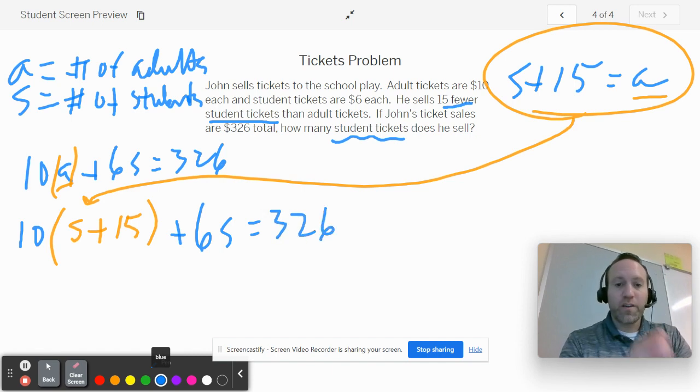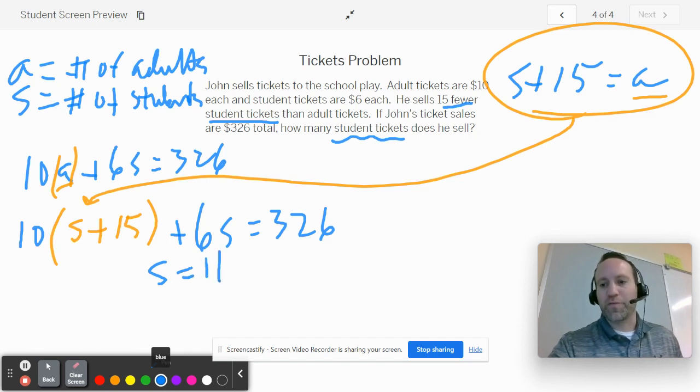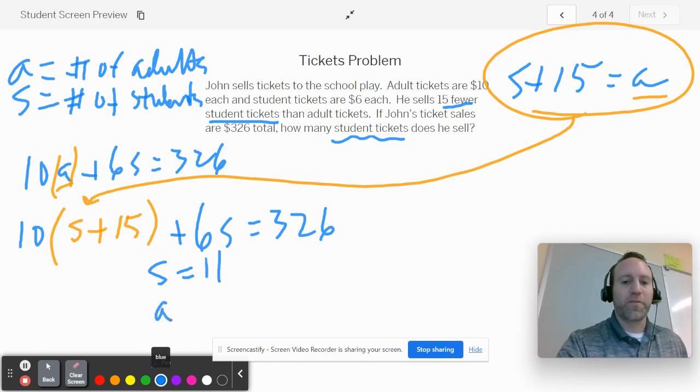And if I solve this equation correctly, now I only have one variable, S. If I solve this correctly, I end up with my number of student tickets being 11, which means that I sold 15 more adults. That means my number of adults is 26.